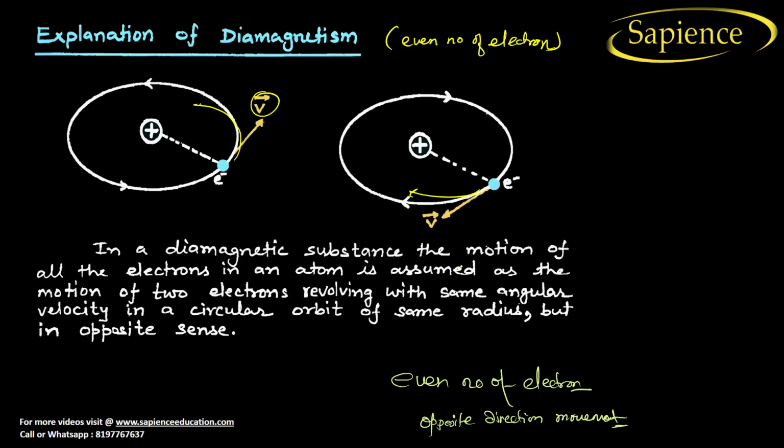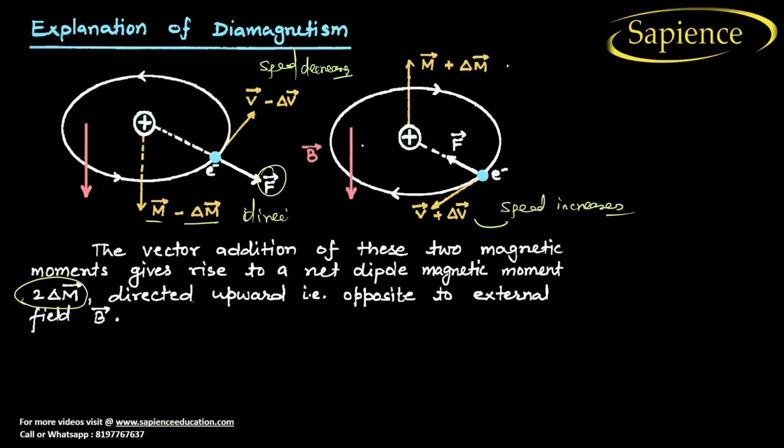So the motion of all the electrons in an atom is assumed to be the motion of two electrons revolving with the same angular velocity in a circular orbit of the same radius, but in the opposite sense. Now see what happens exactly.